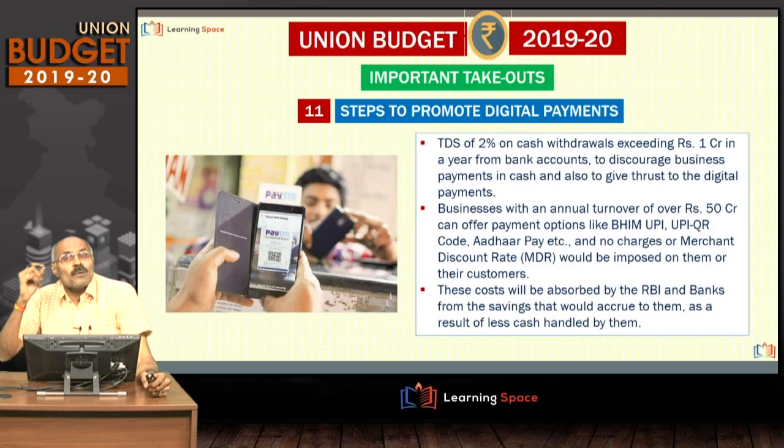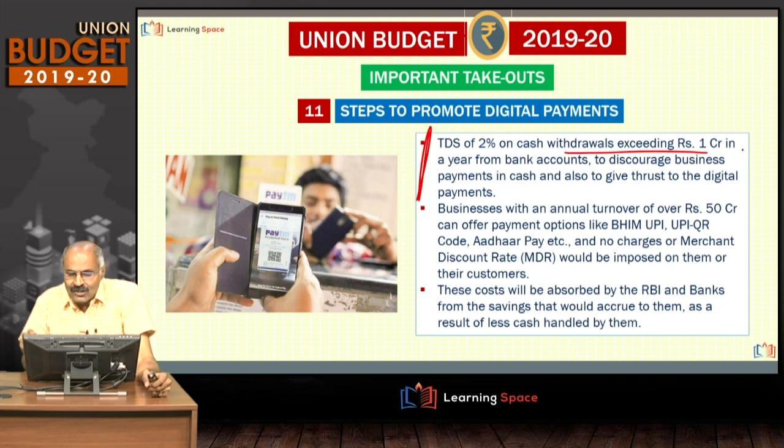Then steps to promote digital payments. Just have a glance at it. You can easily understand: TDS of 2% on cash withdrawals exceeding rupees 1 crore in a year from bank accounts. What are the reasons for it? There are two reasons behind it. One is to reduce the incidence of black money, because once it is withdrawn as cash, it may go towards developing the parallel economy, or you can say it may go into the black economy. That is the first reason.